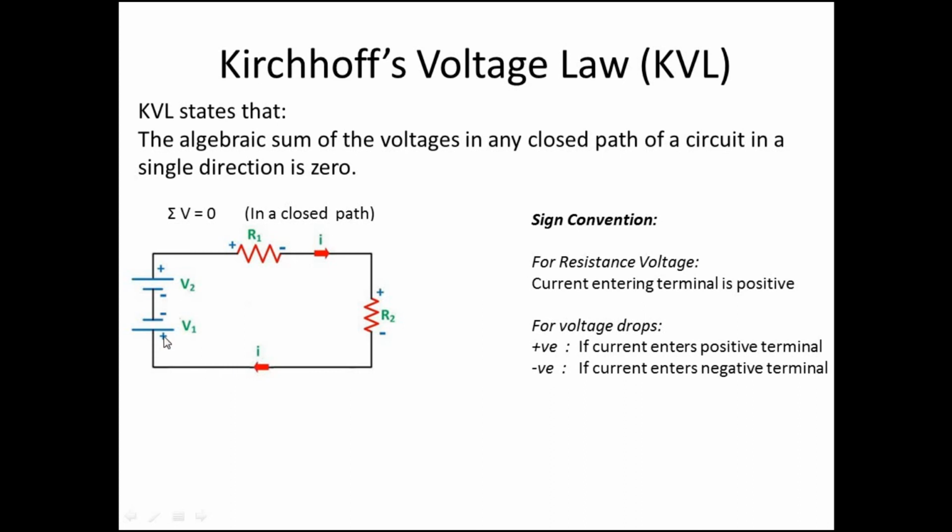For example, consider V1. The current is flowing in this direction. For V1, the current is entering here, leaving here. So current is entering the positive terminal, so it is positive, so plus V1. For V2, the current is entering the negative terminal, so it is taken as negative, so minus V2. For R1, it is entering the positive terminal, so it is plus VR1. And for R2, it is entering the positive terminal, so plus VR2.